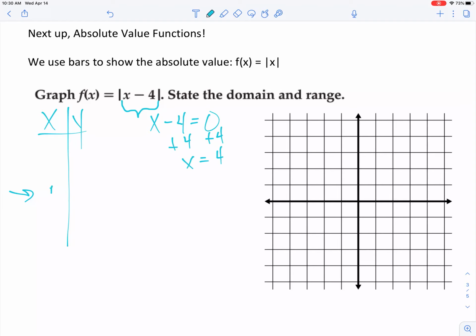And then after that, you can just pick a couple numbers that are smaller, a couple numbers that are bigger, and let's plug it in. Remember with absolute value bars, drop the bars, drop the negative. So I'm going to show my work down here. Absolute value of 2 minus 4. 2 minus 4 is negative 2. Drop the bars, drop the negative, that would be 2. So 2, 2. Next up is 3 minus 4, which is negative 1. Drop the bars, drop the negative, that's 1.